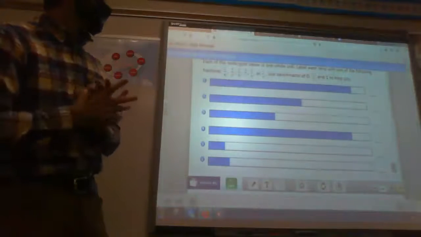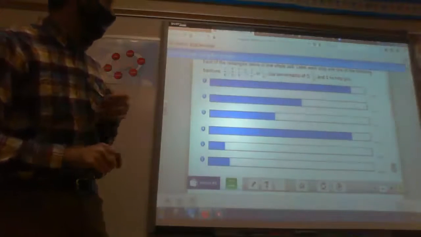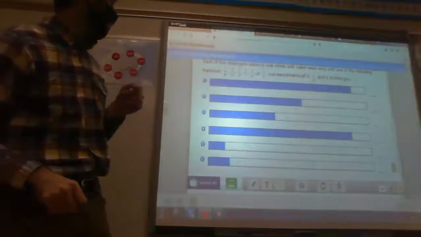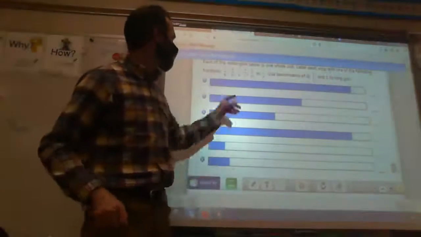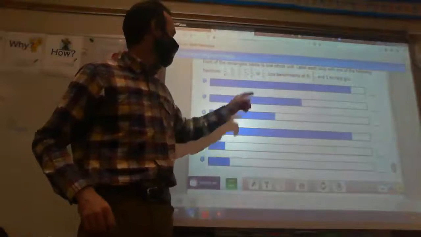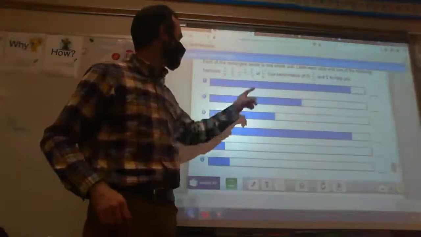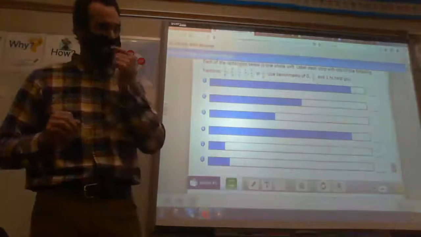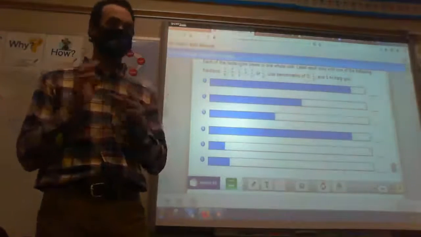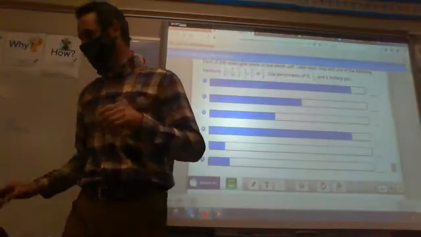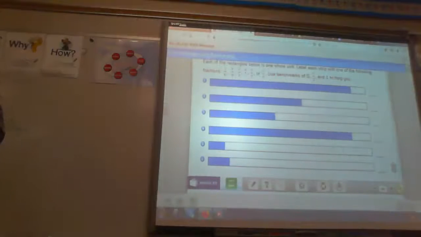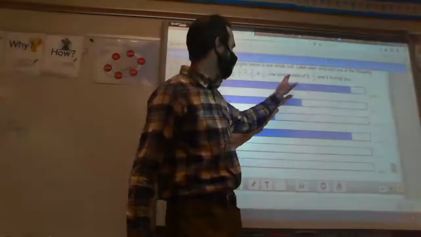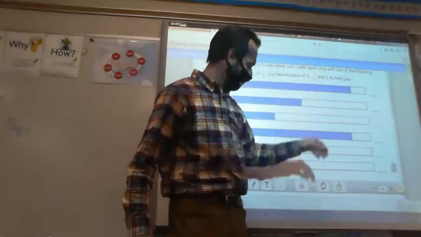It says each of the rectangles below is one whole unit. Label each strip with the following fractions: 1/10, 9/10, 7/8, 4/7, 2/5, 1/8. You're going to want your math journal because we're going to draw these with circles as well, so we can compare them. Okay? Everybody understanding what I'm saying?